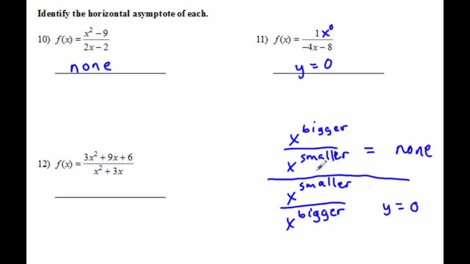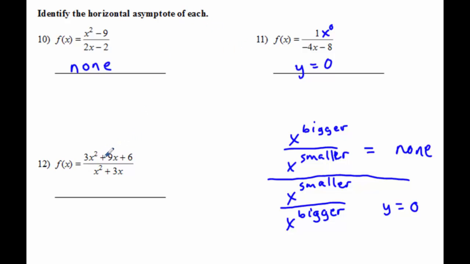Okay, we do that again. Talk me through that. On top, there's not an x, so we're going to pretend it's x to the 0. And 0 is smaller than 1. On bottom, we have x to the first because of the negative 4x. So the smaller exponent is on top, and so it automatically is y equals 0. Always the smaller one. So if it was x to the 1 on top and x squared on bottom, would it be? That would still be y equals 0 because the exponent on top is smaller than the exponent on bottom. Okay.